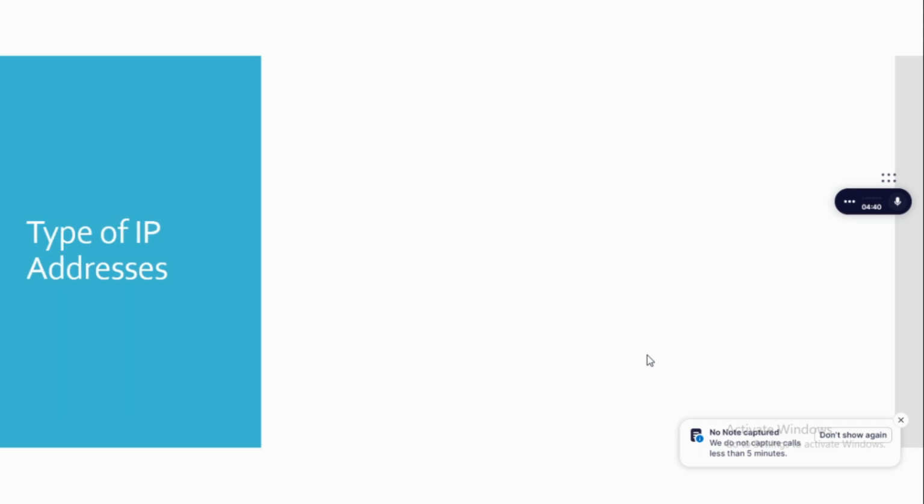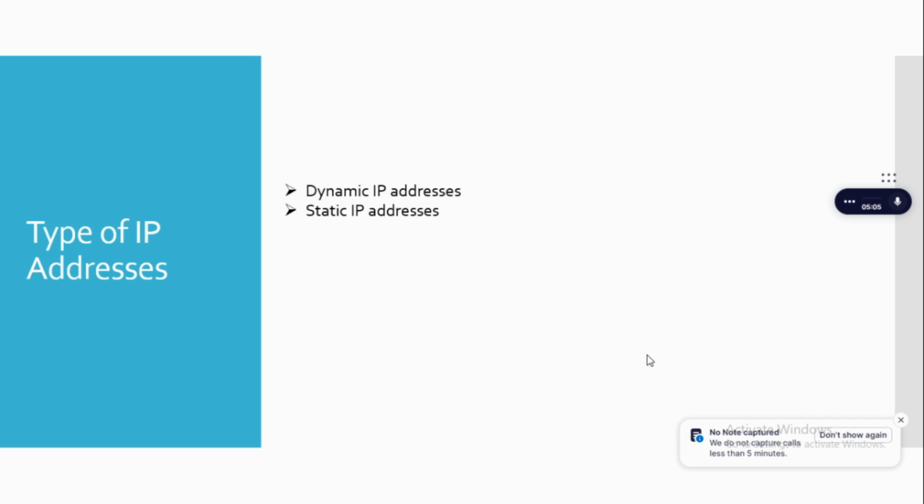Types of IP addresses. Before we get to the types of IP addresses, it's important to note that IP addresses are distributed to different companies and organizations. Therefore, they are not determined by the hardware vendors, as we said earlier.